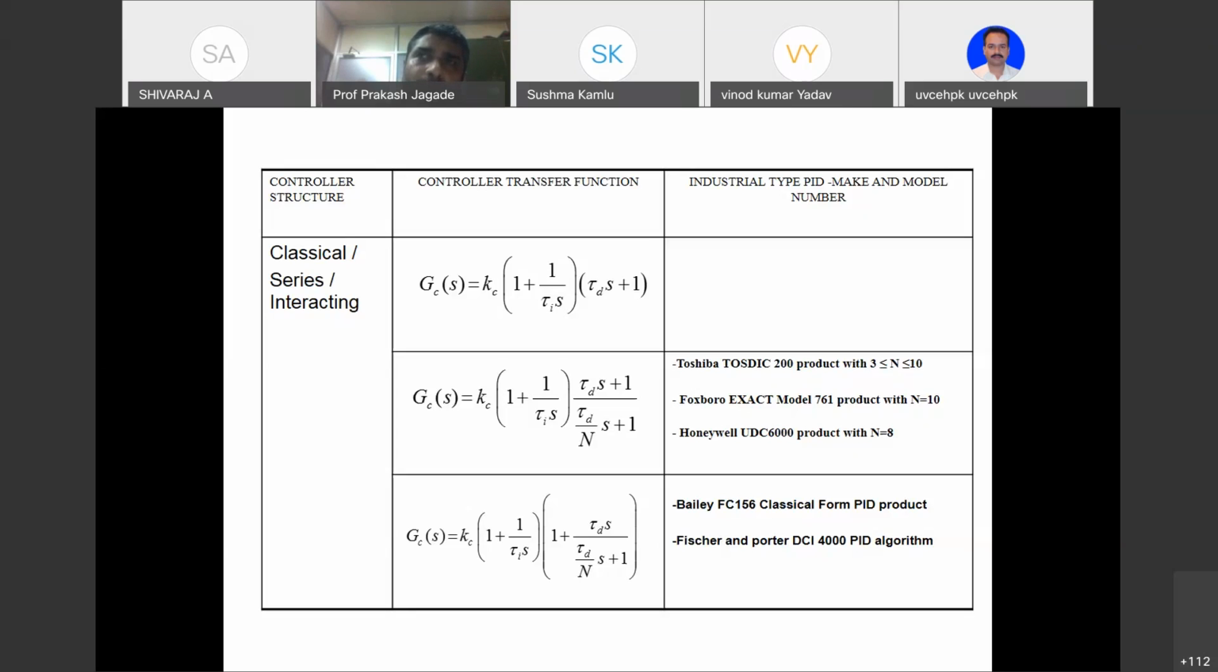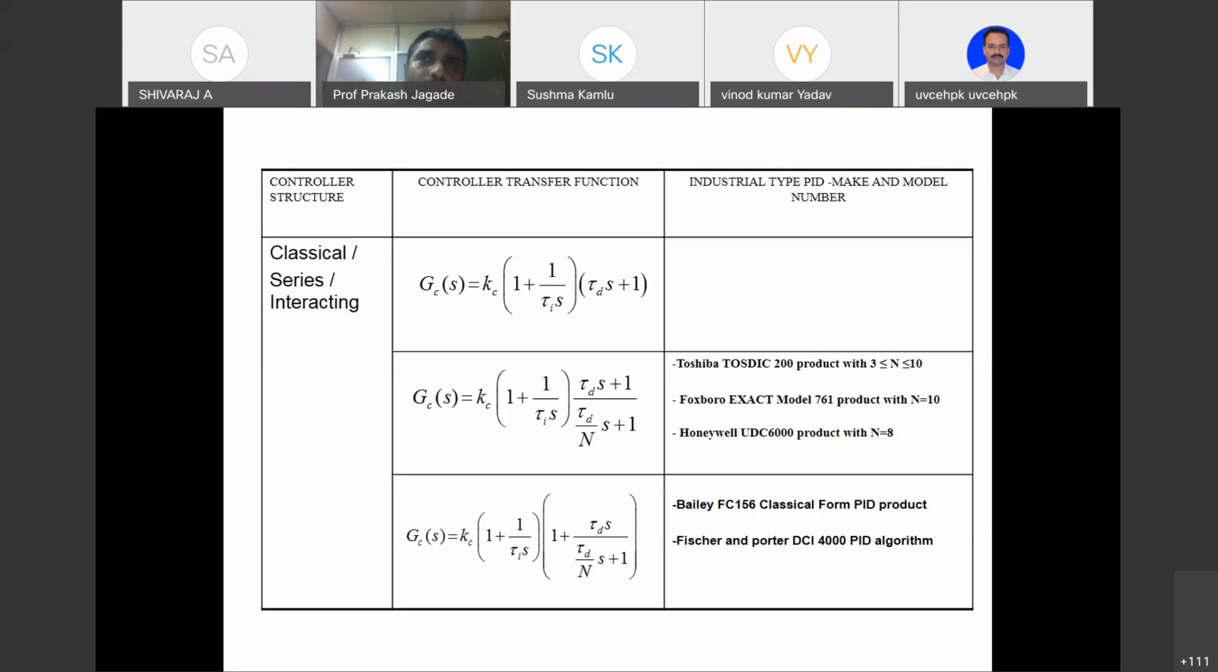Normally what we do is set our integral time equal to the process time constant. If you know the time constant of your process, then you can set your integral time equal to it. Most of the tuning rules, if you see, set tau I equal to tau. So this is a thumb rule that we normally follow, and most popular tuning rules do this.